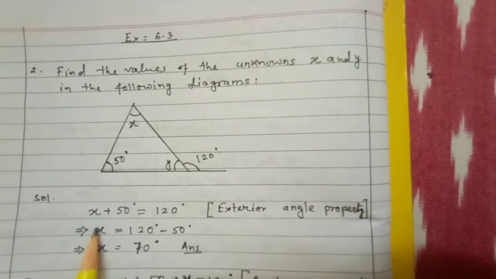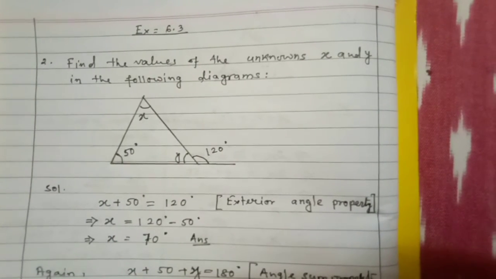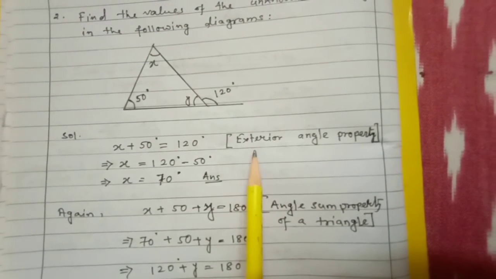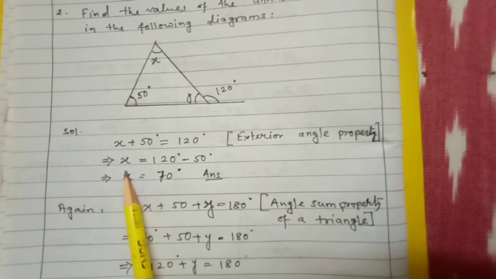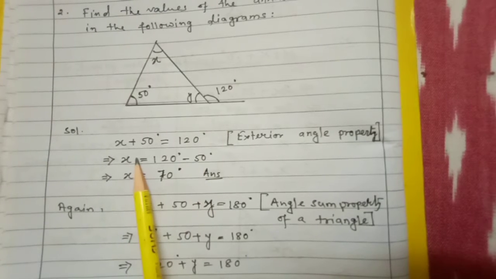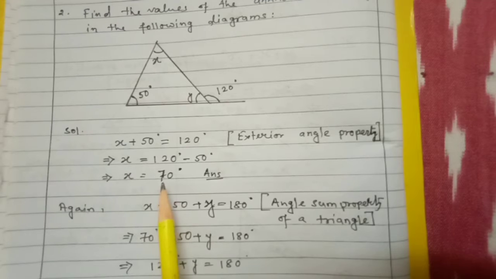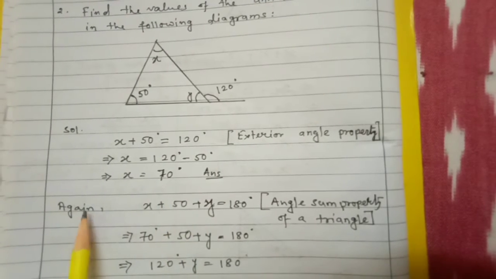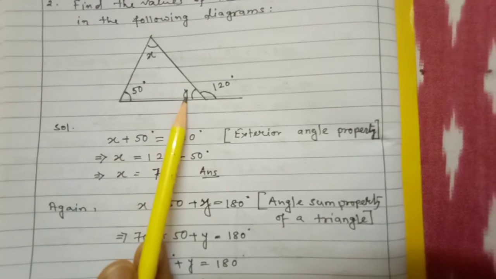So we have started from here. x plus 50 is equal to 120 degree. And we have to write this theorem here, exterior angle property. x is equal to 120 minus 50, transposing 50 from left to right, minus 50. The result of x is 70 degree. Now we have found x, 50 we know, now we have to find y.